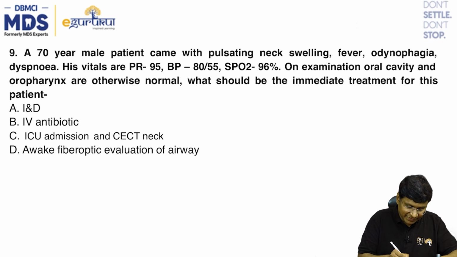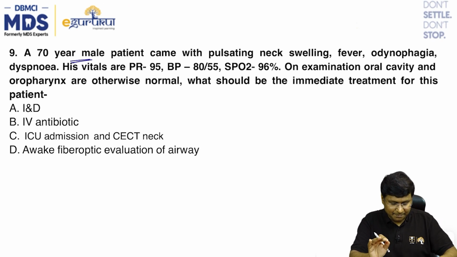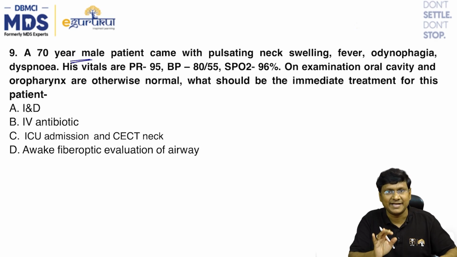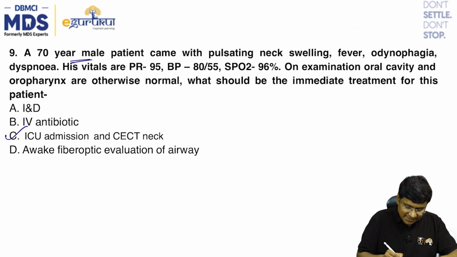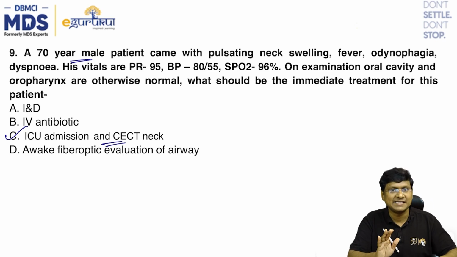Next question. A 70-year-old male patient came with pulsating neck swelling, fever, odynophagia, dyspnea. His vitals are pulse rate 95, blood pressure 80/55, saturation 96%. On examination, oral cavity and oropharynx are otherwise normal. What should be the immediate treatment for this patient? IV antibiotics, ICU admission and CECT neck, awake fiber optic evaluation of the airway. So the answer here is ICU admission and CECT of the neck.